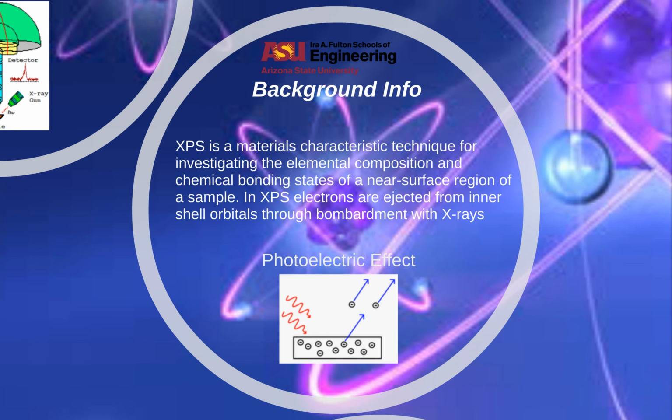Background in XPS: electrons are ejected from inner shell orbitals through bombardment with X-rays. The technique relies on the light-matter interaction of the photoelectric effect, where light is focused on a sample, and in doing so, electrons are emitted, which are also called photoelectrons. The picture at the bottom of the slide is a diagram portraying the photoelectric effect.